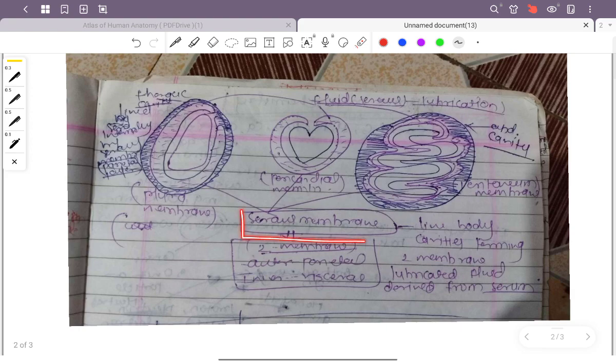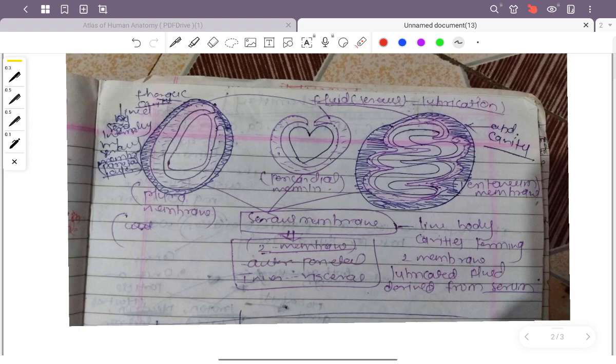The first thing we need to keep in mind is that the serous membrane has two layers. The first one is the outer layer and the second one is the inner layer. The outer layer is known as the parietal layer, and the inner layer is known as the visceral layer. People often get confused between the names of the outer and inner layers.